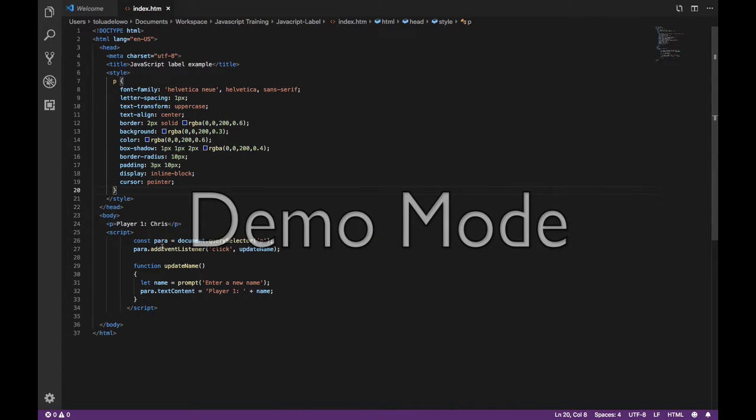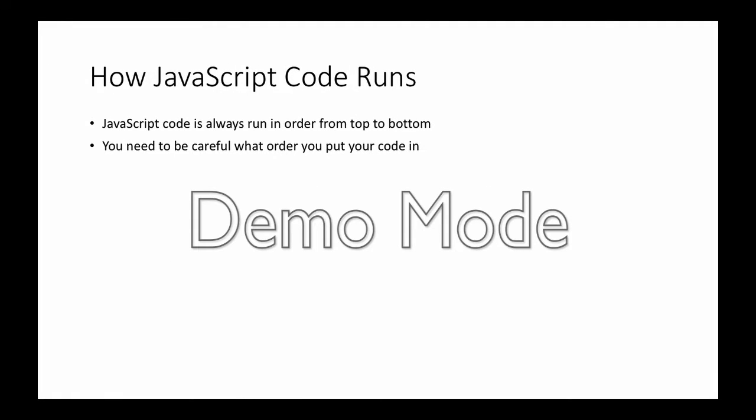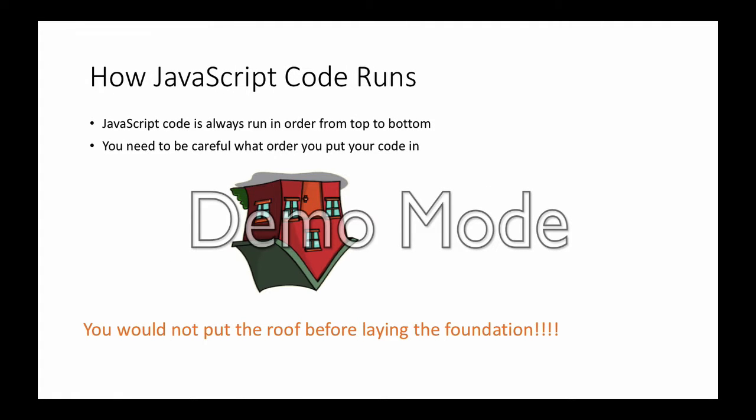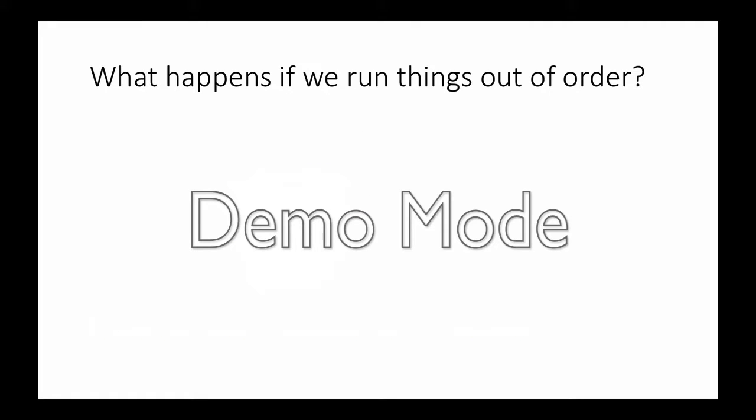So if you look at our previous example, the JavaScript label, when I look at the script tag, essentially what happens is line 26 gets run first, then line 27, and then 29, 30, 31, 32, 33. So it's always run in order from top to bottom. You certainly will not put the roof before laying the foundation, would you? No, of course not. So it's also important when writing code to think through what order of steps and what order lines of code must be placed.